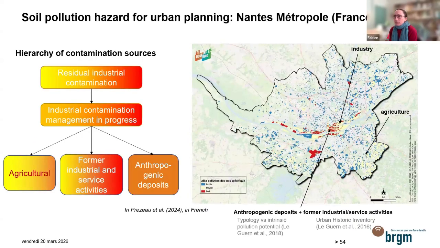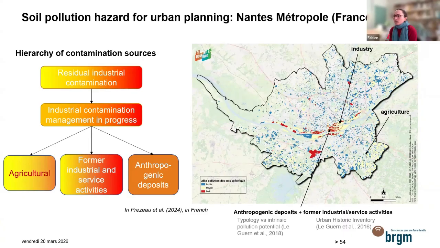So here is the example of the soil pollution hazard map, the soil pollution pressure map obtained at the scale of Nantes metropolis in the western part of France. We considered the following hierarchy of contamination sources. First, residual industrial contamination, followed by industrial contamination management in progress, and then also considered former industrial service and activities, as well as agricultural pollution pressures and the question of anthropogenic deposits.